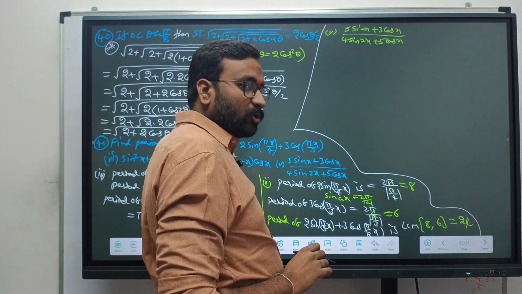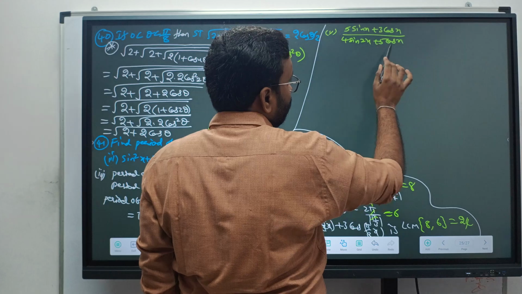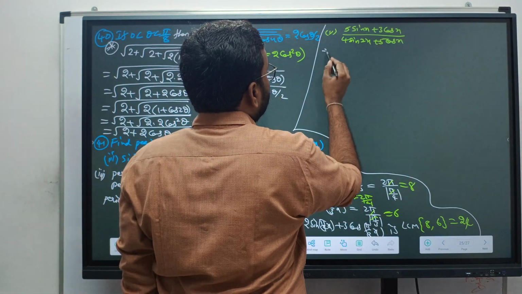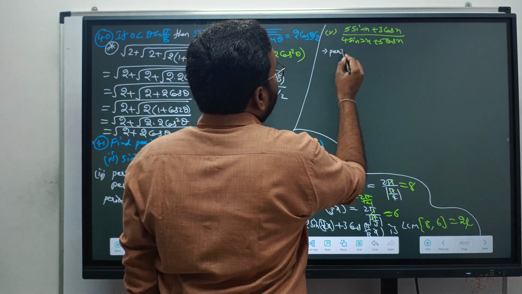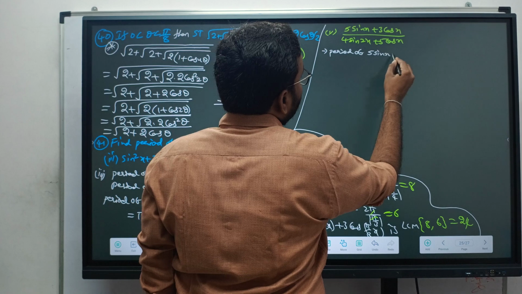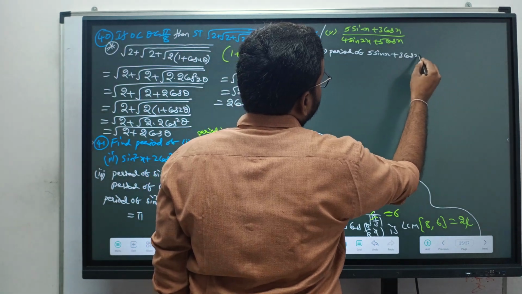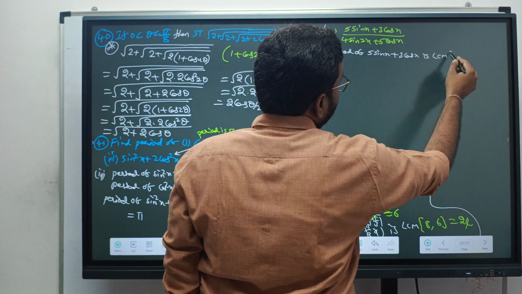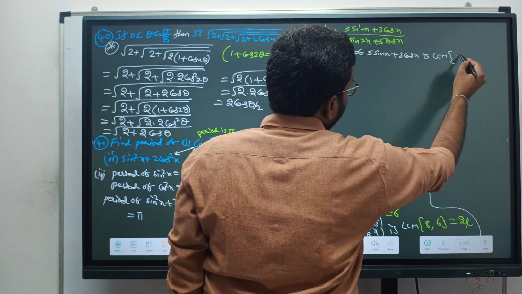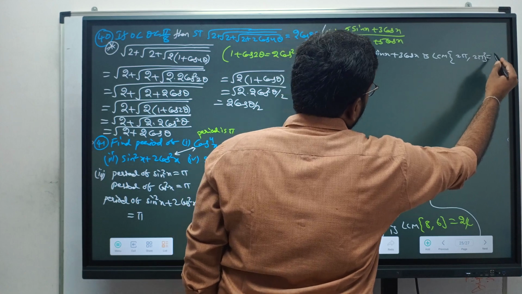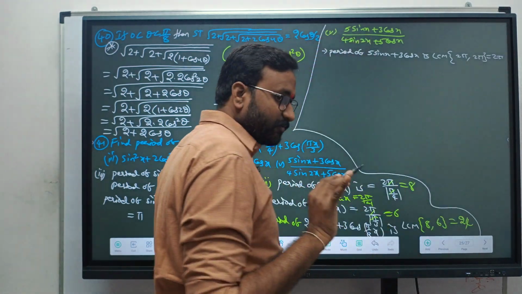2 pi by mod 2. First, the period of 5 sin x plus 3 cos x is the LCM of the periods of these together. The period of this is 2 pi, and the period of this is also 2 pi. So the LCM will be 2 pi. This is for the numerator.